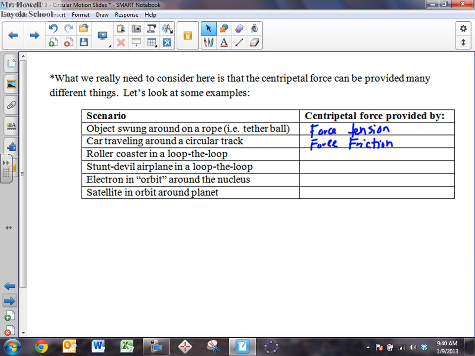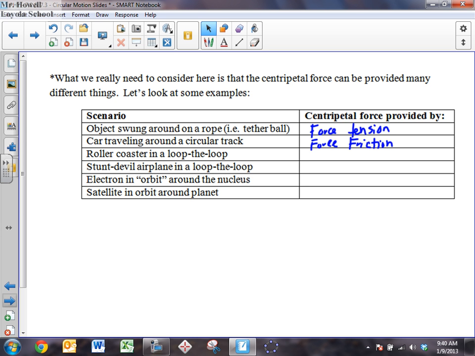Okay, third one. The roller coaster in a loop-the-loop. What actually keeps that in motion? This is tough. This is what a lot of people have trouble with. And think about this for a second. If you have enough speed, it'll keep it in motion, but we're looking for a force, remember. We're looking at the centripetal force is provided by what? So it needs to be like friction force or tension force. We need an actual force. Normal force? Normal force. Well done.